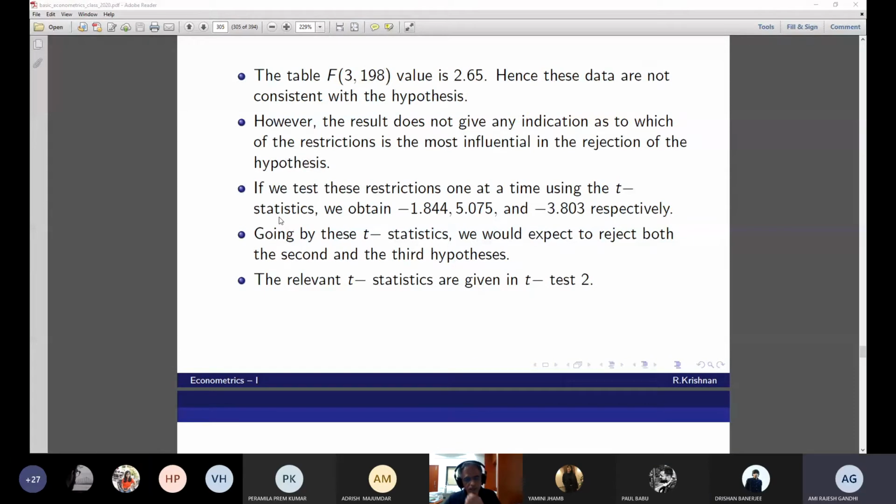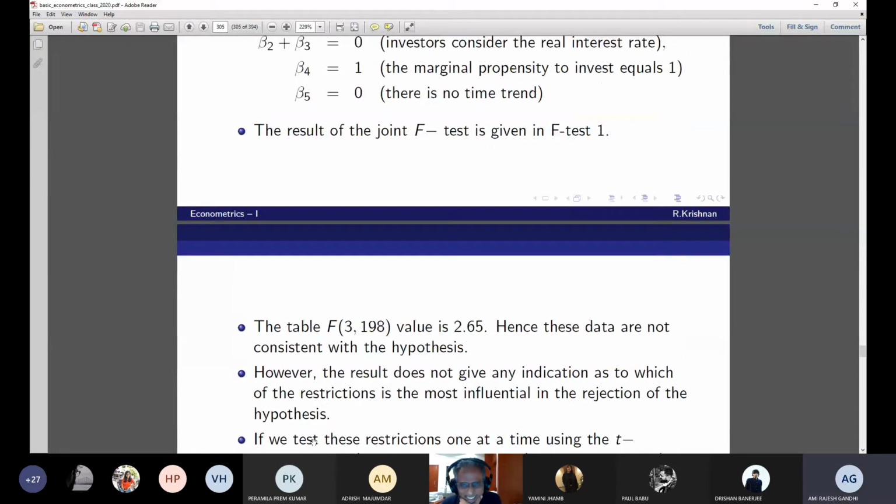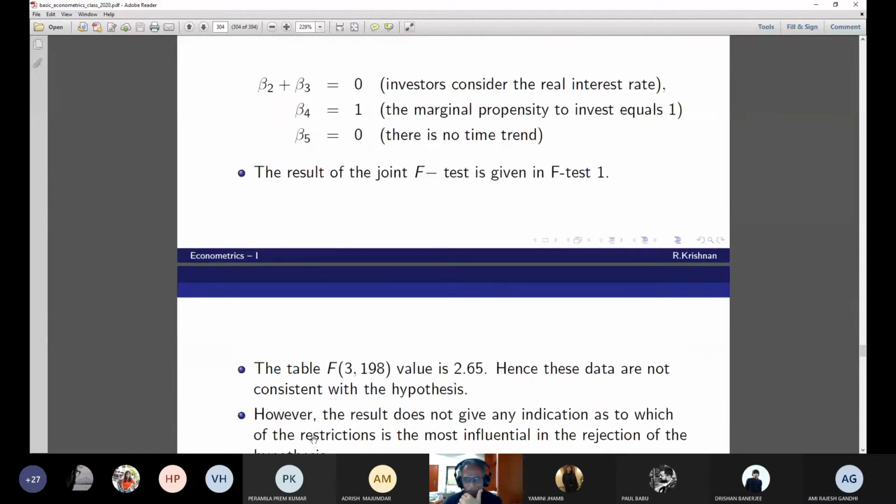So we can decisively say that the second and the third restriction is valid, and for the first one we do further tests, because it's time. The first test is accepted at the 5% level, that you can conclude definitely. But it makes sense, doesn't it? From an economics point of view, investors consider only the real interest rate.